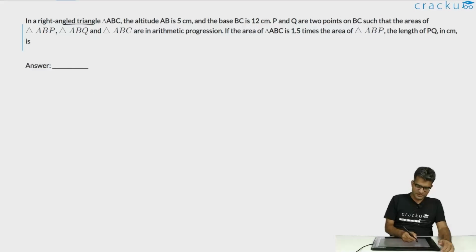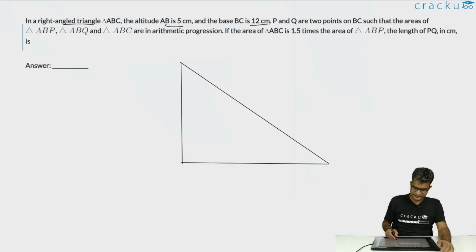In this question, we are told that in a right angle triangle ABC, the altitude AB is 5 centimeters, the base BC is 12 centimeters. So let us assume that this is how the right angle triangle is. This is A, B and C. AB is 5 centimeters, BC is 12 centimeters.